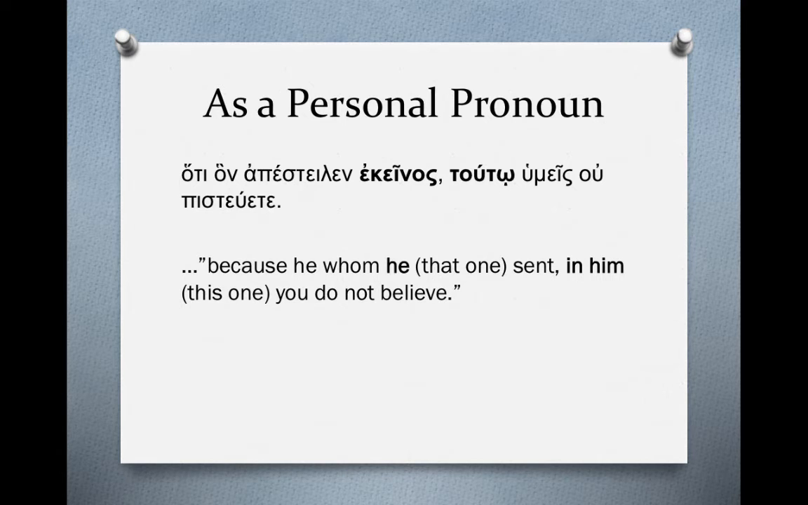So what we're saying is the demonstratives, in this case both of them, ekeinos and touto, we're just going to translate them like personal pronouns: "Because he whom he sent, in him, you do not believe." And so this demonstrative pronoun can show proximity. Generally, it's contextual. Sometimes it will be spatial. It can function like an adjective, normally occurring in the predicate position. And it can also function like a personal pronoun.